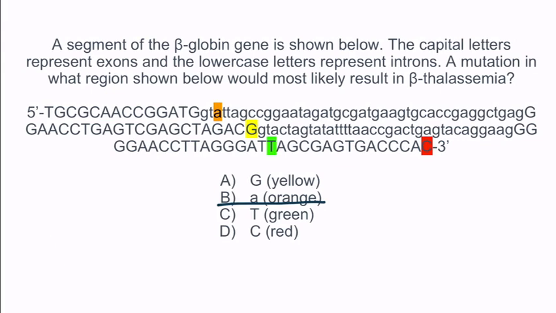You should also know that beta thalassemia can be caused by mutations to the promoter region, but this is not a possible answer choice, so the answer must be B.